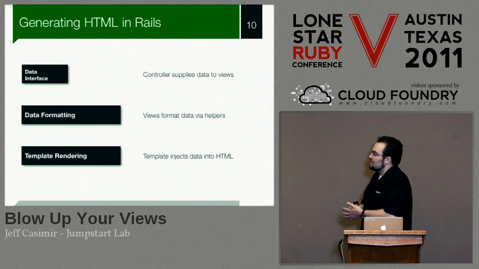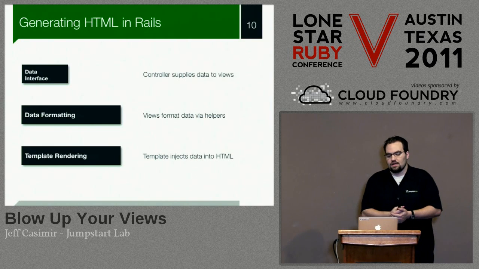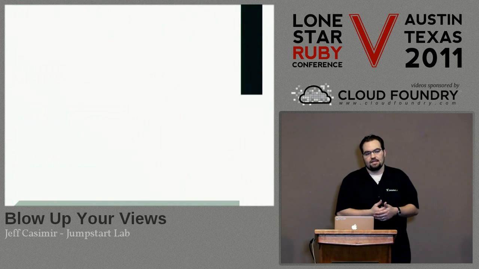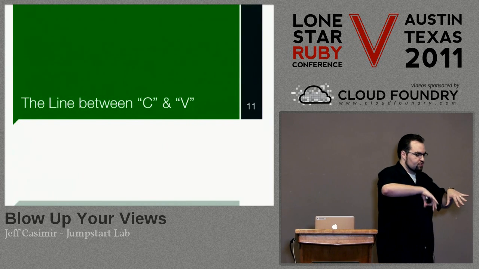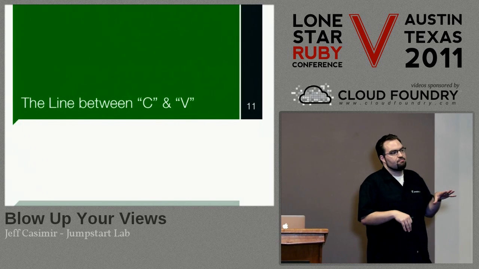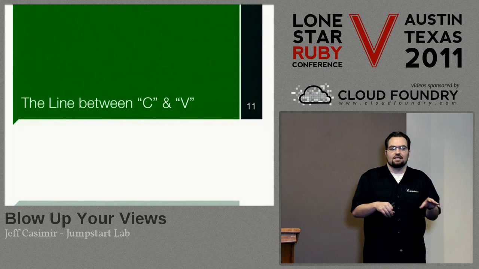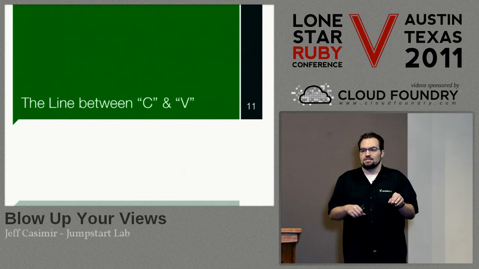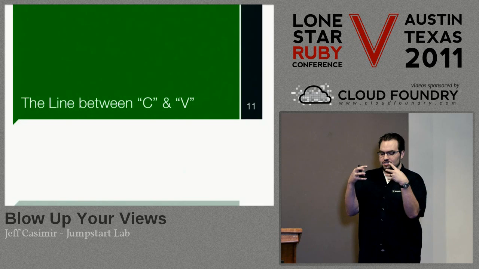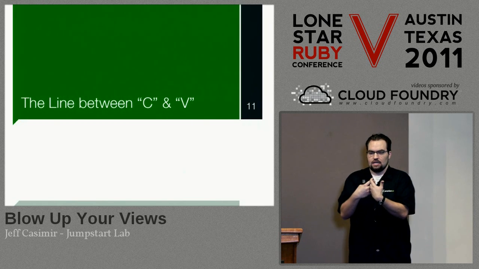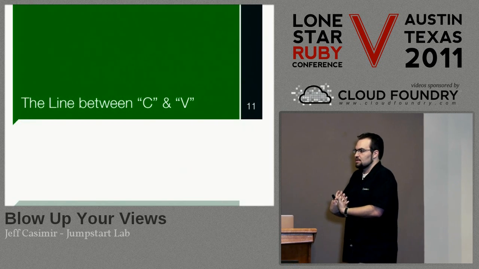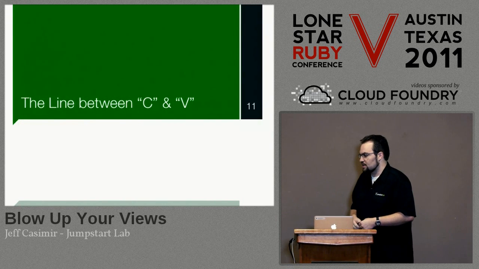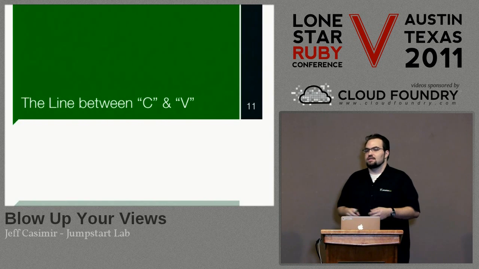So the controller supplies the data, and then in the view layer, we have these two jobs. But the line between controller and view, we don't really have model, view, controller. It's like model, pause, view controller. They are completely conjoined. If you're looking at a view template, which is our representation of the view layer, how do you know what data is available to you?